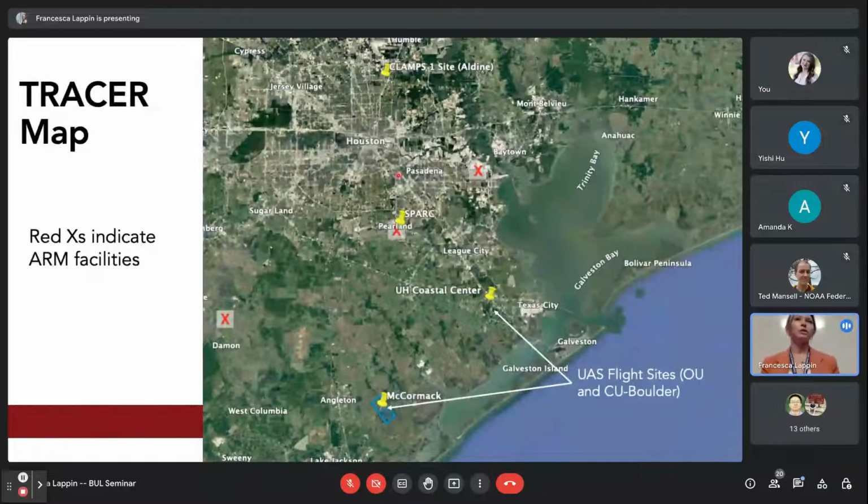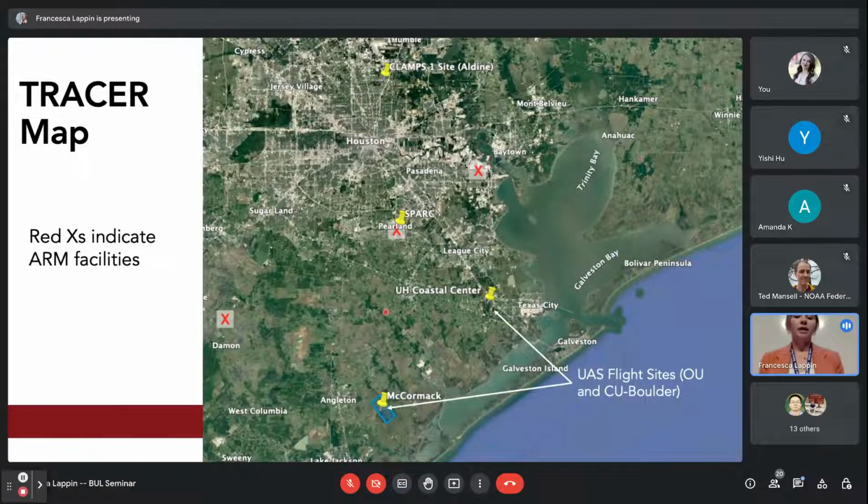And Houston was really chosen because it is incredibly industrial, and this urban sprawl is huge. So we have a whole bunch of very industrial particles coming in. Not to mention we have Galveston Bay, which complicates things a little bit. And we have the Gulf of Mexico.